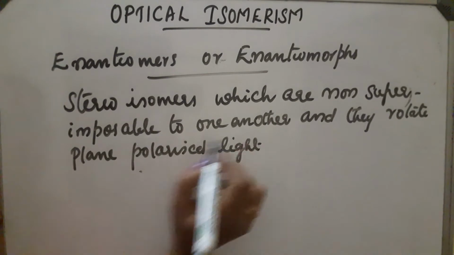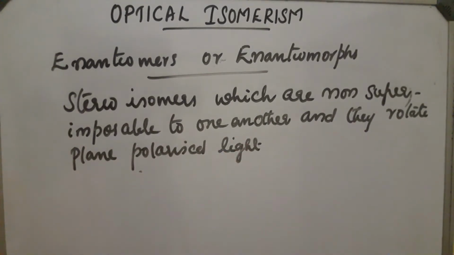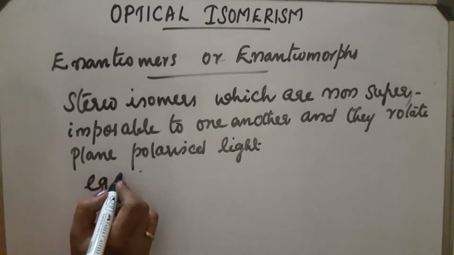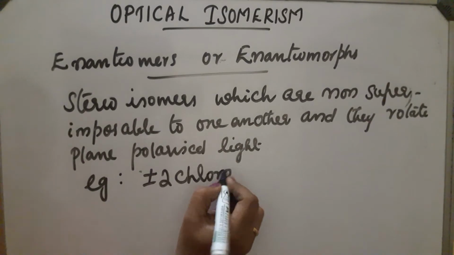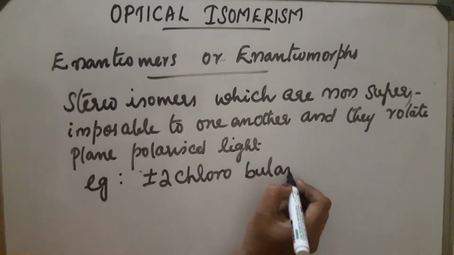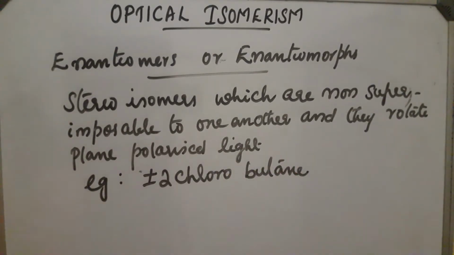Such compounds are known as enantiomers or enantiomorphs. So all optically active compounds are chiral molecules, and these chiral molecules are called enantiomers. Example: plus and minus 2-chlorobutane. This is an example. Now, next one is, what do you mean by racemic mixture?